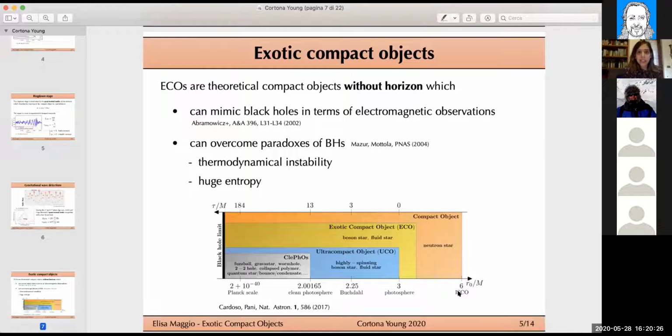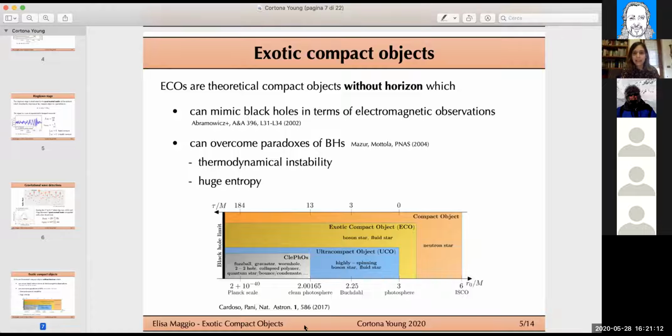From a theoretical side, exotic compact objects have been conceived. They are geometries characterized by the absence of any horizon, so they have neither the event horizon nor the curvature singularity. They can be as compact as black holes, so they can mimic black holes in terms of the electromagnetic observations we did so far. However, they are able to solve some paradoxes associated with black holes from a semi-classical point of view. For example, black holes are thermodynamically unstable due to the emission of Hawking radiation, and they have a huge entropy which is far in excess of that of stellar progenitors.